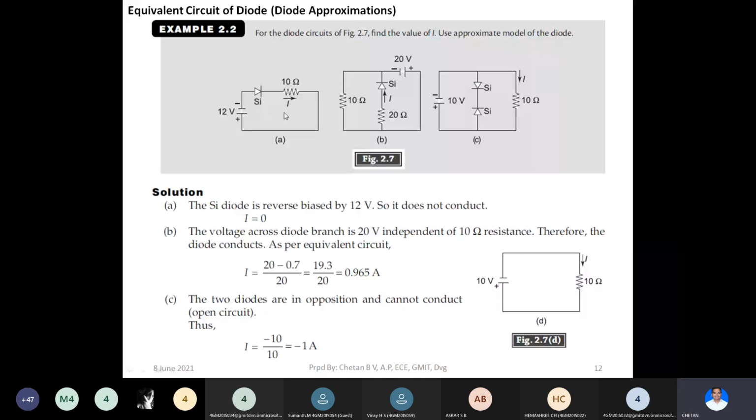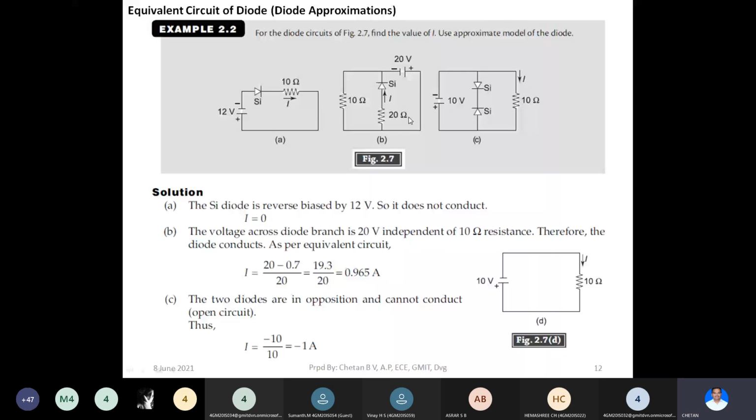The next circuit is this, where the diode would be forward biased. Here we calculated the current in this way. We took this voltage source and subtracted the threshold voltage, because we have to replace this silicon diode with the approximate model, which consists of one battery. Therefore, you get 20 minus 0.7 divided by 20, where 20 is this resistance. In turn, you get the current as 0.965 ampere.